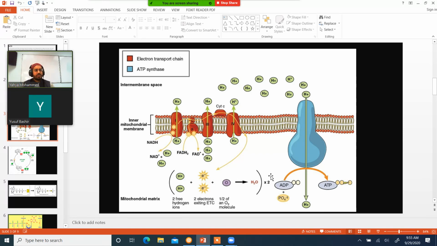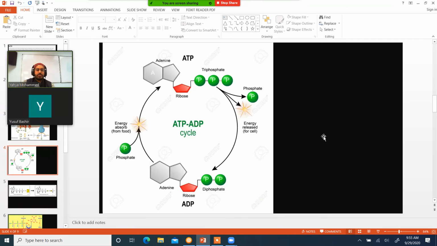When it turns, ADP, the byproduct, turns back into ATP. So the hydrogen coming through produces energy, and that causes the ADP to turn into ATP. This happens in the mitochondria.